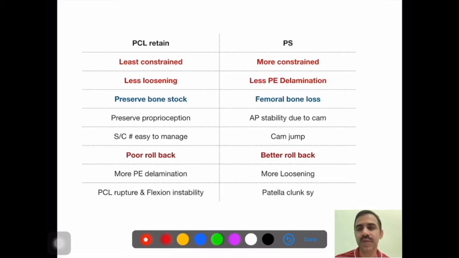Anteroposterior stability is due to the cam. So there is a unique problem called cam jump. Another unique problem for the PS is the patellar clunk syndrome. It has a better rollback when compared to the PCL retaining knee.